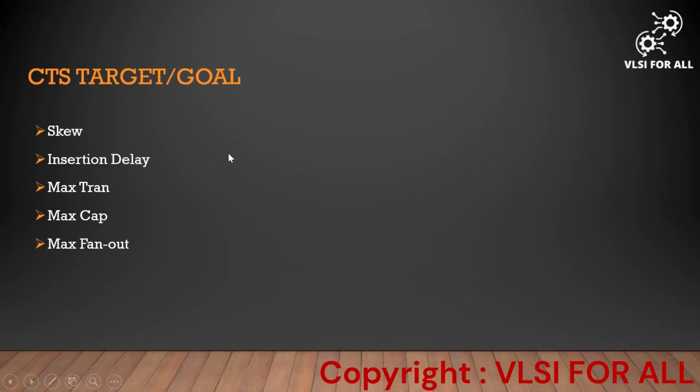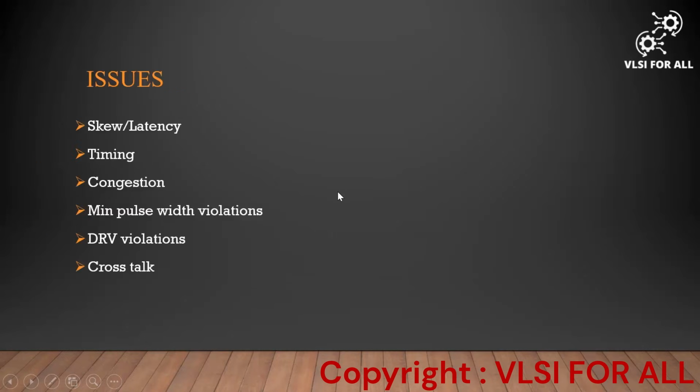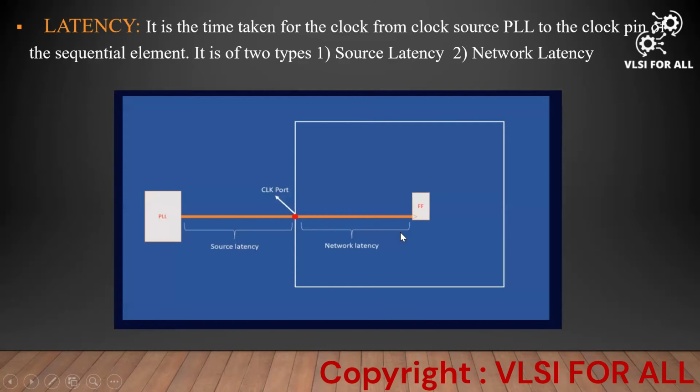Now moving to the next stage. So in CTS, what is our target or goal? We have to make sure of skew, insertion delay, max transition, max cap, and max fanout. These are all the major things we have to see in the CTS stage. What are the issues we generally see in CTS? Skew or latency related issues: if it is not meeting the target latency or target skew, it will be an issue for us. And timing, congestion, min pulse width violations, DRV violations, and crosstalk. These are the main issues which we see in CTS.